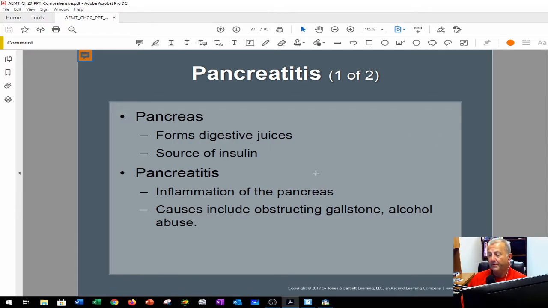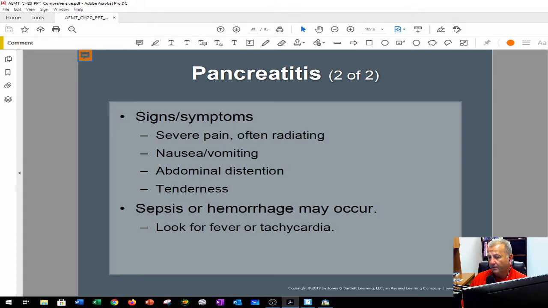Pretty important deal, but nausea, vomiting, the whole nine yards. Very similar to gallstone type symptoms. These patients do seem to have fevers. They do seem to be tachycardic, and they do respond. It seems like they are, at times, very hypovolemic.